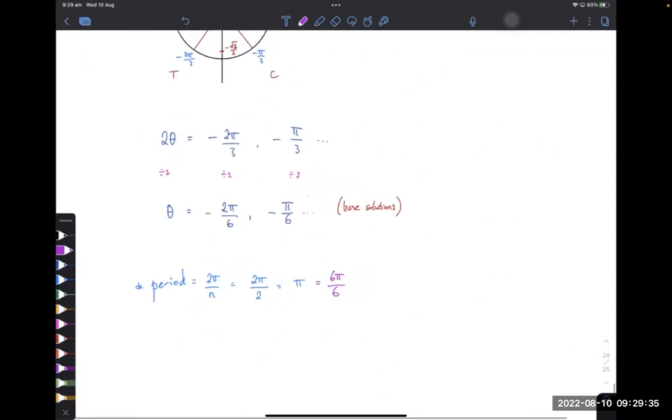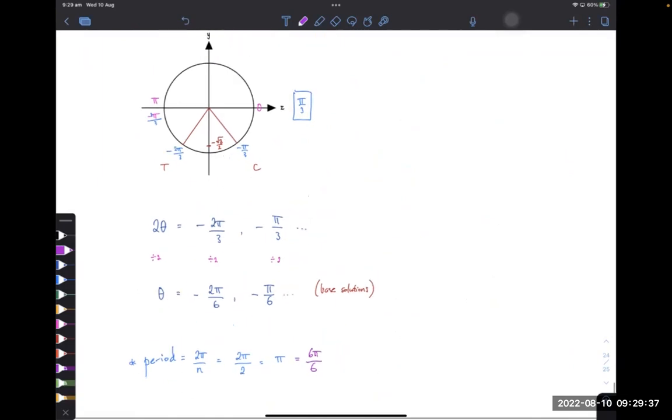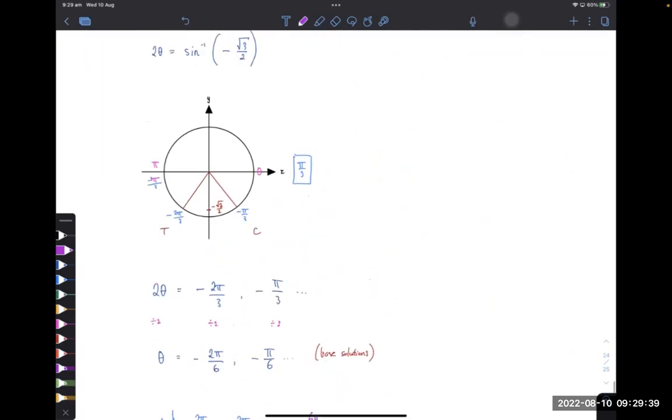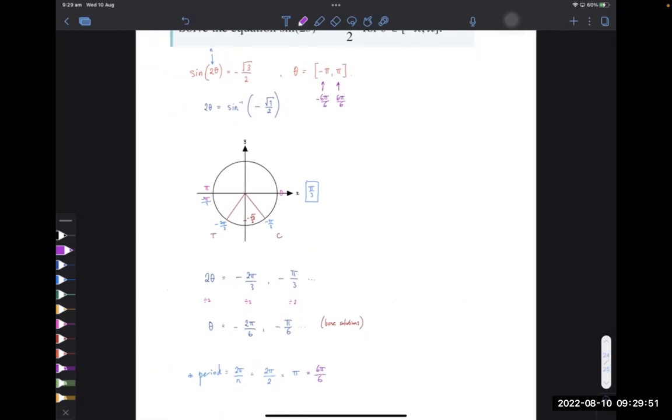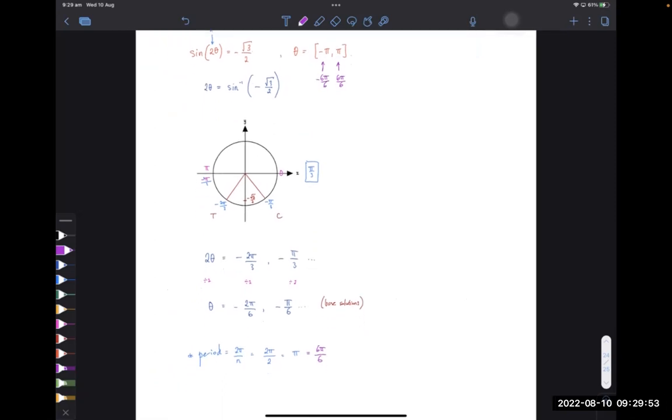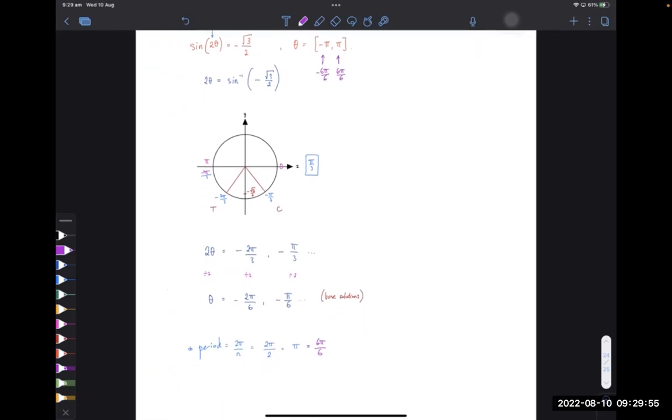Where else should we change our denominators? On the domain at the top as well, okay? So at the top here, I'm going to change negative pi to negative 6 pi on 6 and positive pi to positive 6 pi on 6. Now that we've got all of our ingredients, what's our first solution?